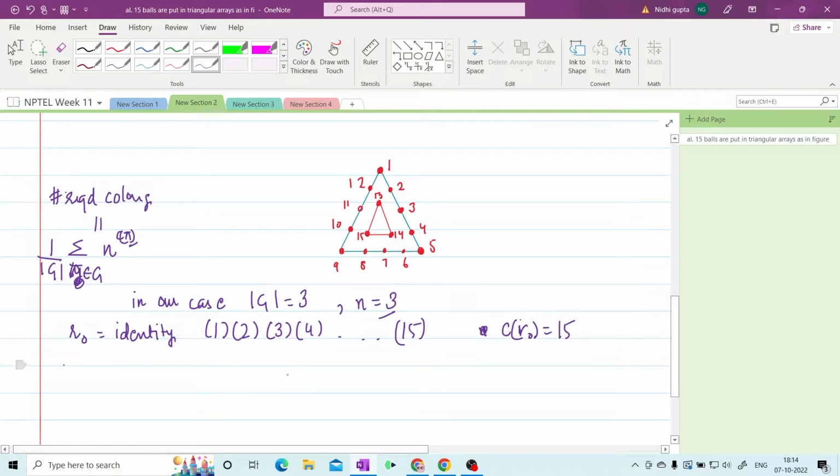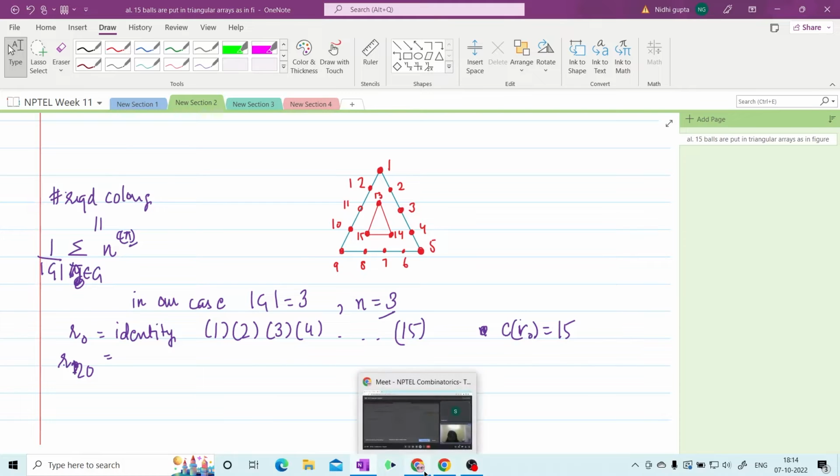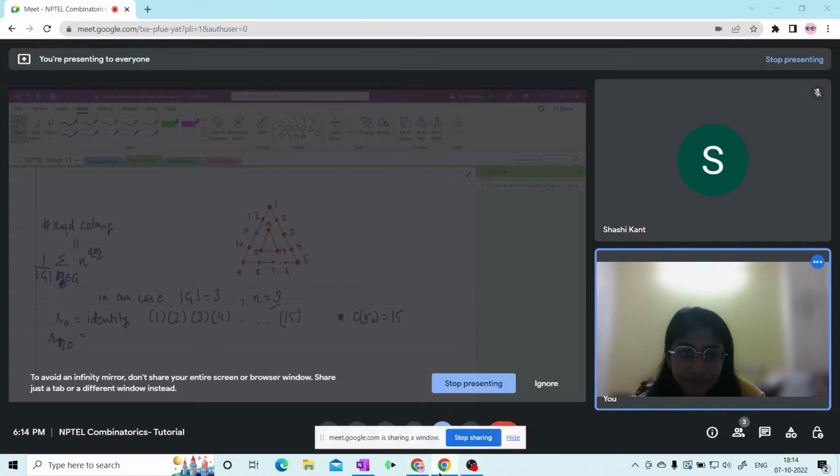Now the second rotation is R120. So what is R120 doing?